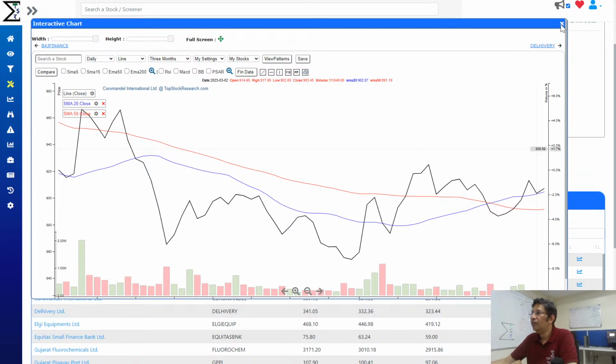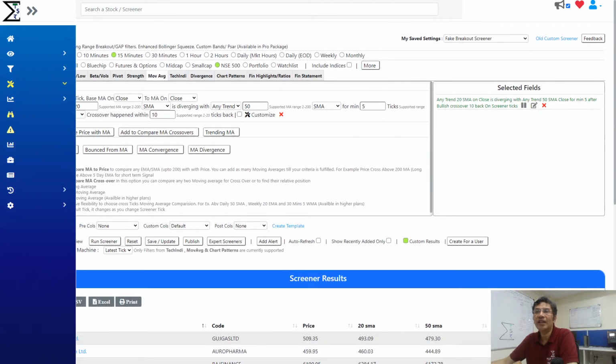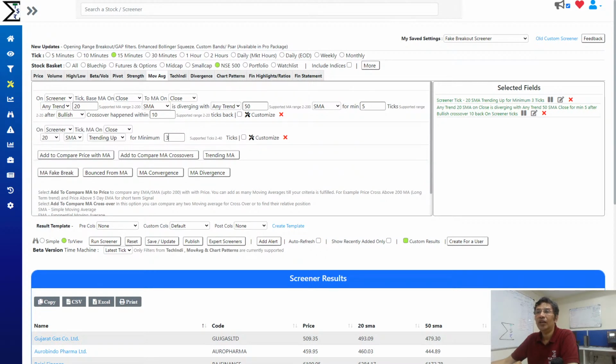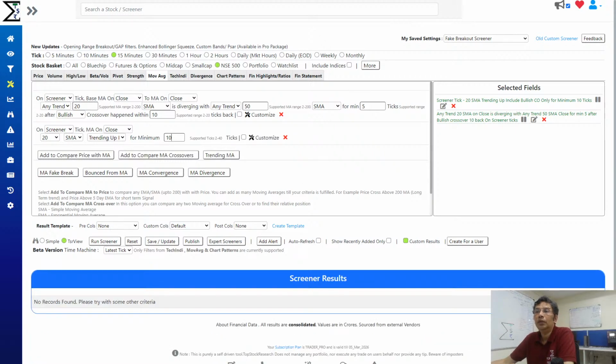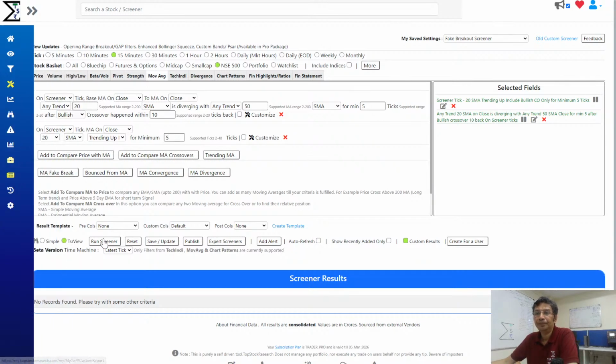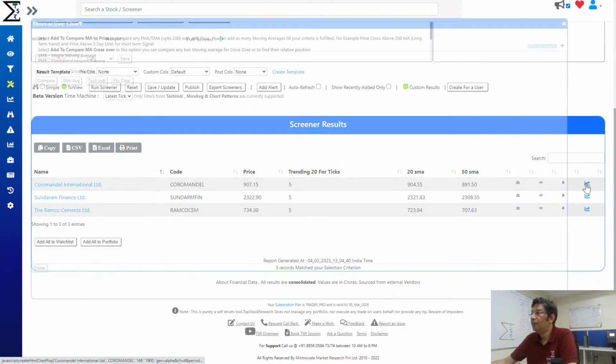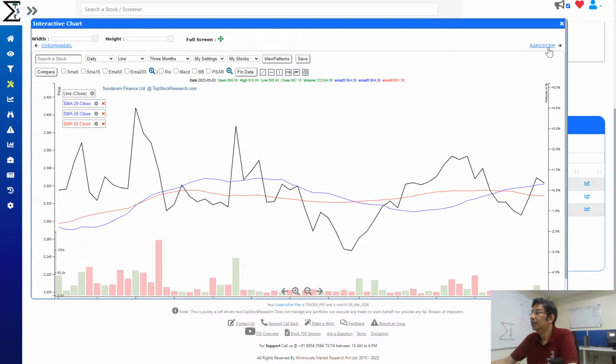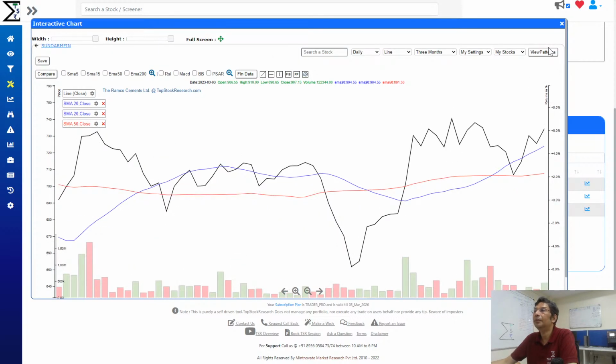Right? Along with this, if you were to add another condition, just go for 20 moving average trending up. Trending up with bullish crossover only for the last 10 ticks. Nope, last 5 ticks. Okay, right. This should give you better results. The crossover has happened. The gap is widening. Not very, very good examples.